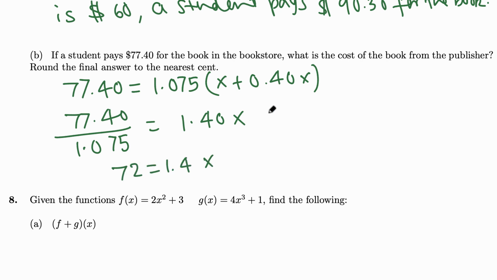Now divide by 1.4, you get x equals 72 divided by 1.4 and round to the nearest cent, so two decimal places. That will be 51.428, that's 51.43. Okay, so that will be the cost of the book from the publisher. So that's 51.43.